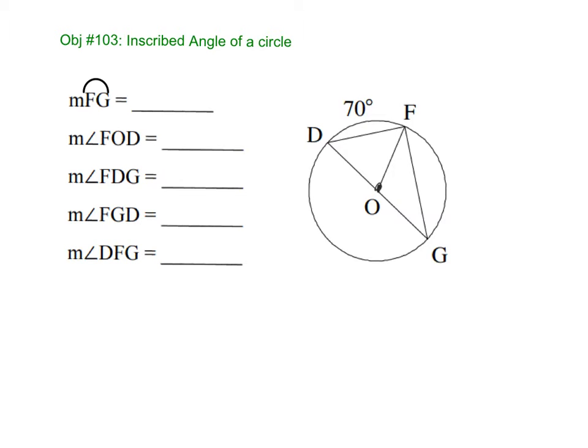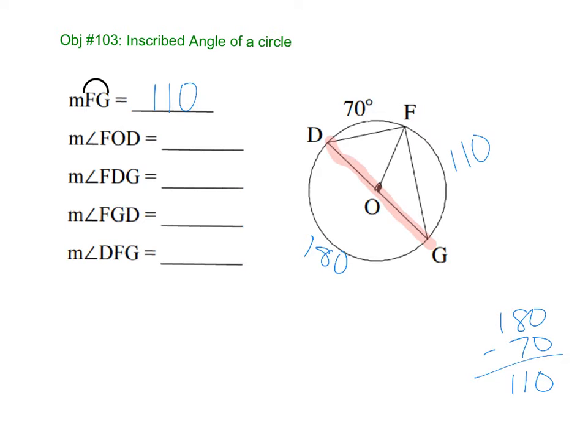All right, so we have a diameter, one diameter. It cuts the circle in half. So I know this side is 180. And FG is going to be 180 minus 70, which is 110. Right? All right. So once I have that down, I can figure out other stuff in here. So let's see. FG is 110.